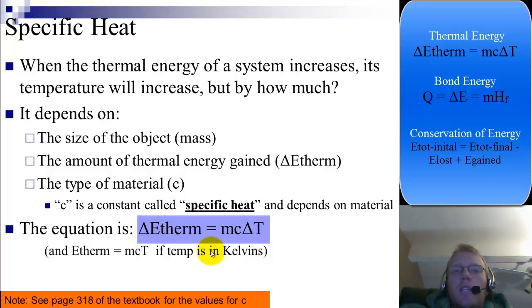So notice there's a delta here and a delta here. Okay? If you add or subtract thermal energy from an object, its temperature will change. If you take away the delta and you take away the delta here, you just get E therm equals mcT. This equation is only valid if the temperature is measured in kelvins.